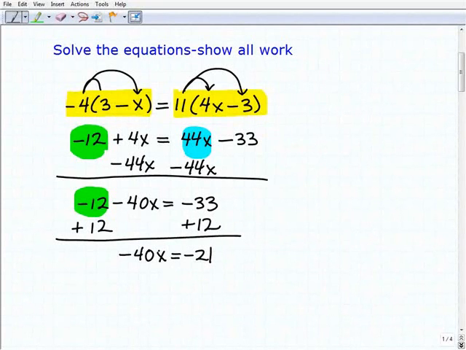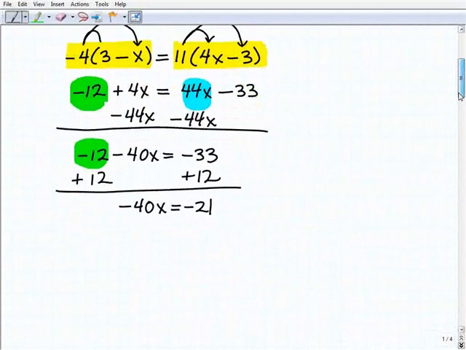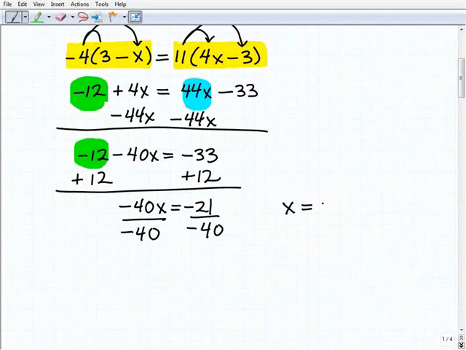At this point we've moved all our variable terms to the left and all of our numbers to the right-hand side. So now we're left with a basic one-step equation. To solve this, all I have to do is divide both sides of the equation by negative 40. So x would be equal to negative 21 over negative 40, or simply 21 over 40. I'll go ahead and leave my answer like that.